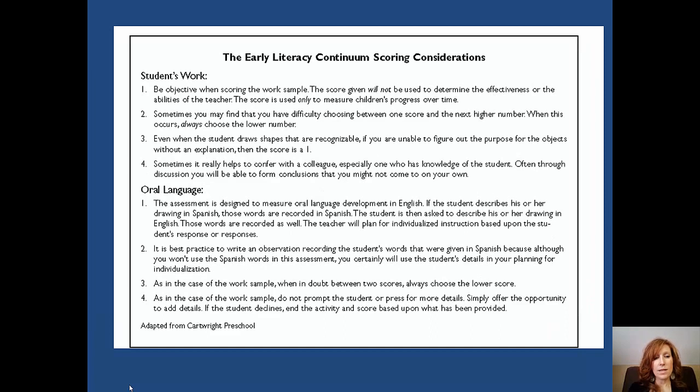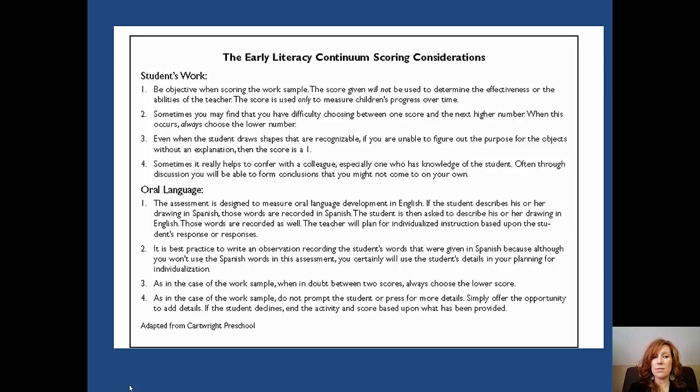Then let's take a look at how to go about scoring when you have a finished piece. It's important that we are objective and that we do this based on the student's abilities and not as a reflection on our teaching abilities. We only want to focus on the student's work and what they're able to do so that we can help them to develop and progress over time.